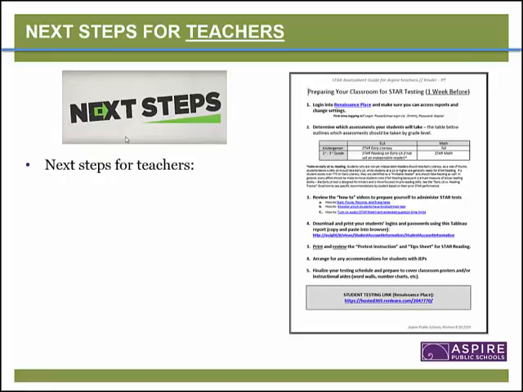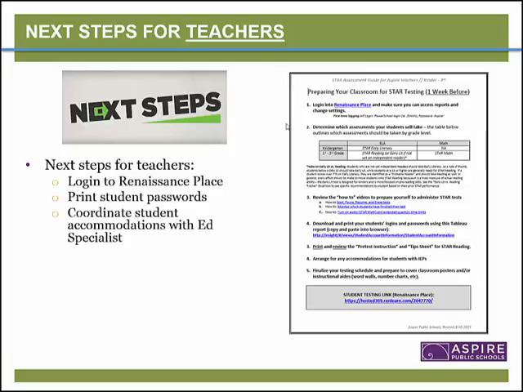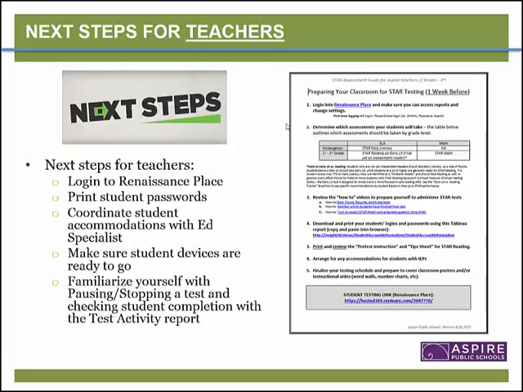Okay, next steps for teachers. So you'll notice that we have another picture here of this overview document, preparing your classroom for STAR testing. And here are the basic next steps that you want to run through using this document. You want to log into Renaissance Place, print student passwords, coordinate any accommodations with your ed specialist, make sure that all of your computers are ready to go with the link installed and the internet's working. And you'll want to make sure that you know how to pause or stop a test and also check student completion using the test activity report. Again, there are 2 short how-to videos that will show you how to do this in Renaissance Place on this training document on the right.